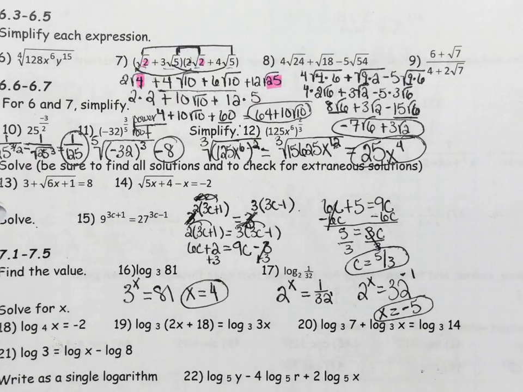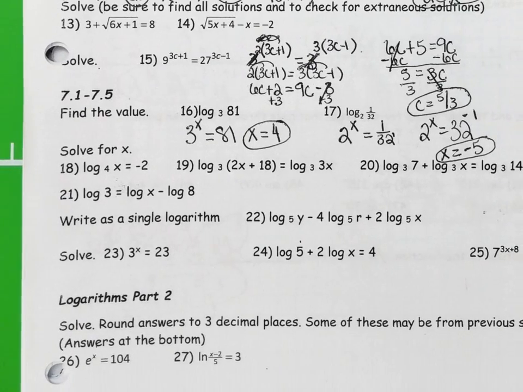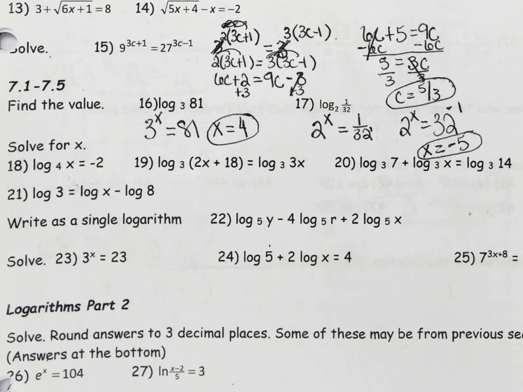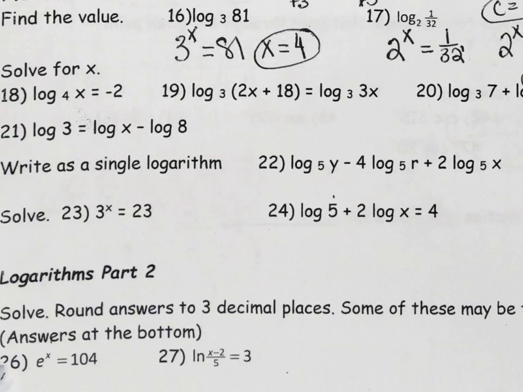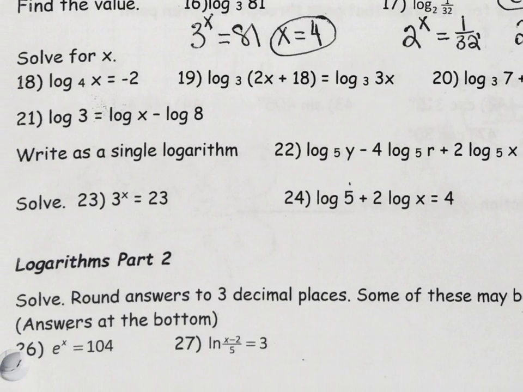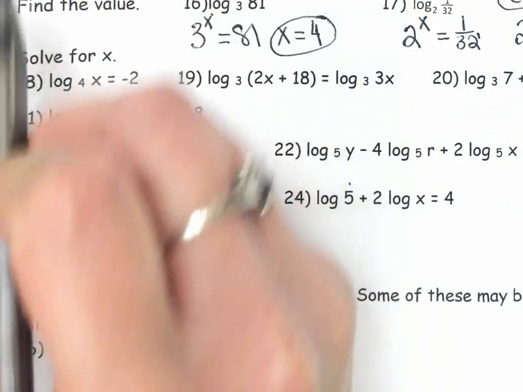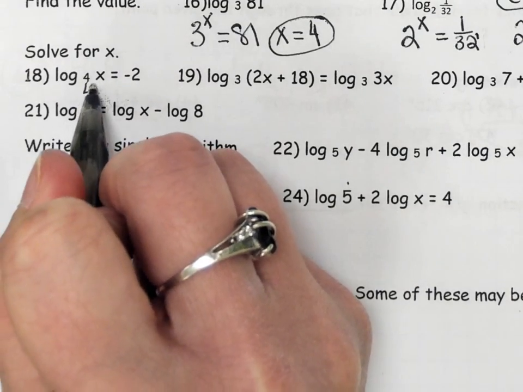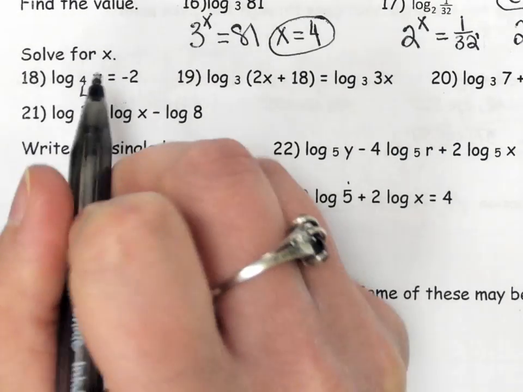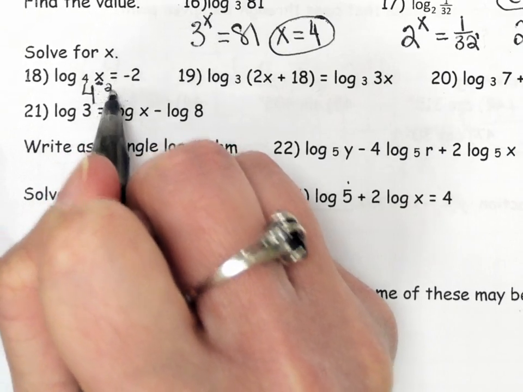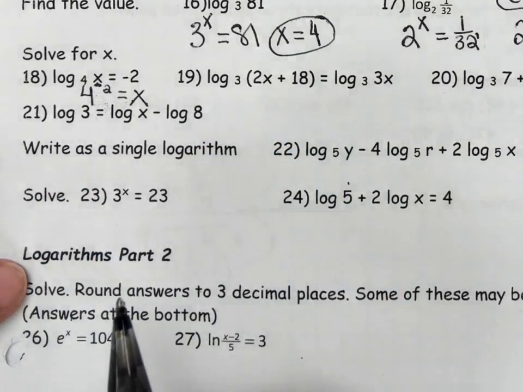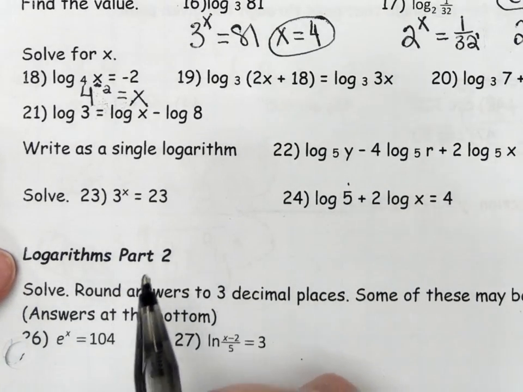So we are on what, number 18? Is that right? All right, 18. You're gonna have to rewrite that. So what's your base on number 18? 4 is your base. And what's your power? -2 equals what? X. So what's 4 to the -2 power?